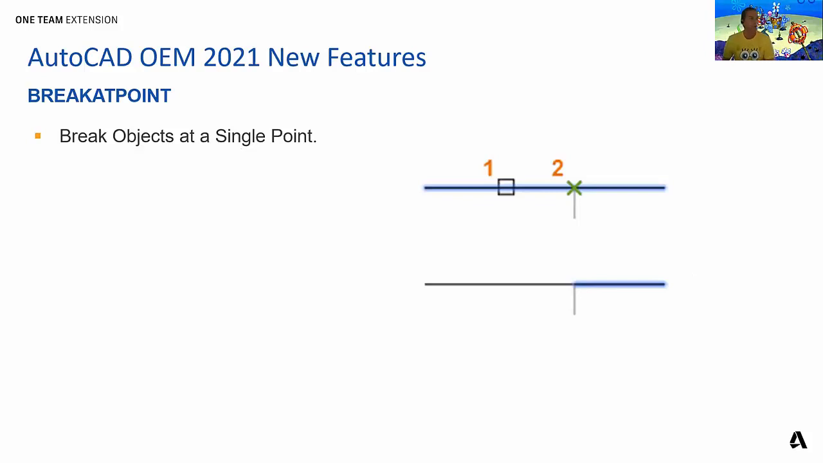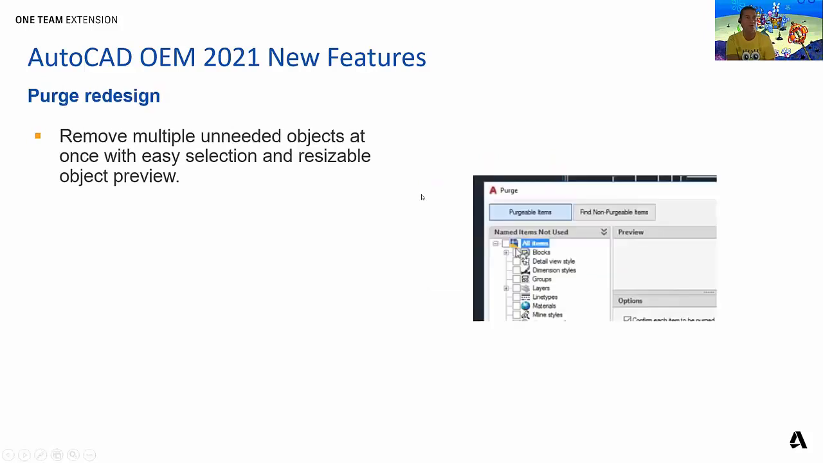Break at point. This is a new command. This command directly separates a line, arc, or open polyline into two objects at a specified point. The purge command has become easier to use and includes an object preview window that is also resizable.